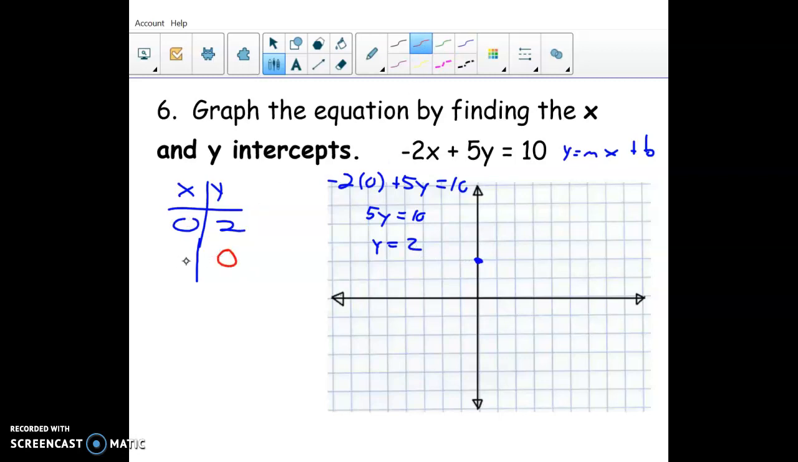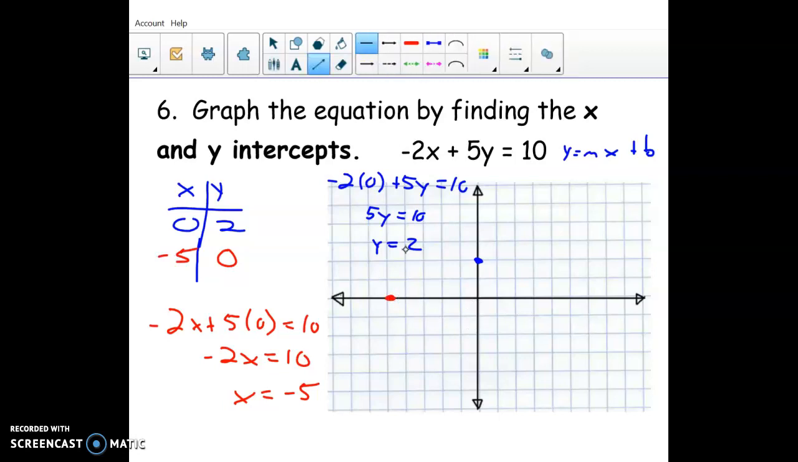And then to find the x, you just do the reverse. You do y 0 and find x. Right, so if y is 0, we have negative 2x plus 5 times 0 equals 10. And so we have negative 2x equals 10. Then divide by negative 2 and we get negative 5. Okay, so that's where it crosses on the x-axis, right there.